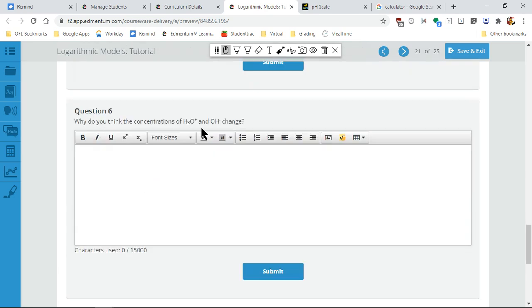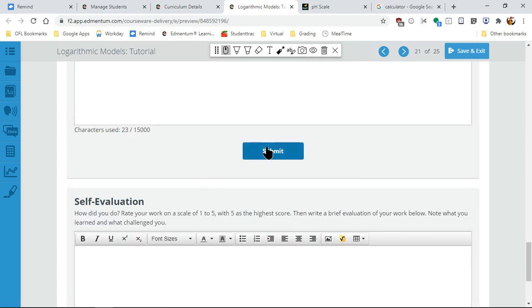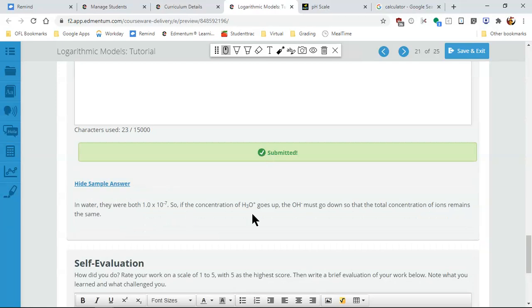So what do you think the concentration changes? So we're changing it by a factor of 2 on the pH. The pH is a change of 2. There's a pH change of 2. There's just that much of a difference.